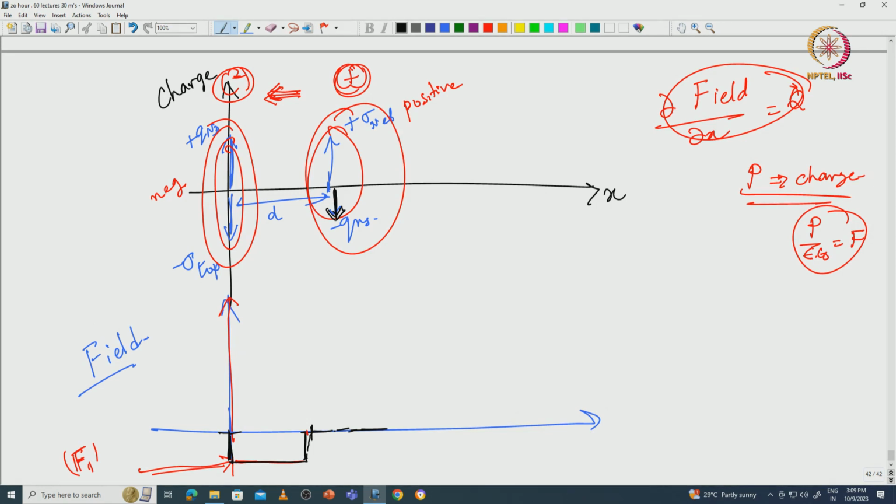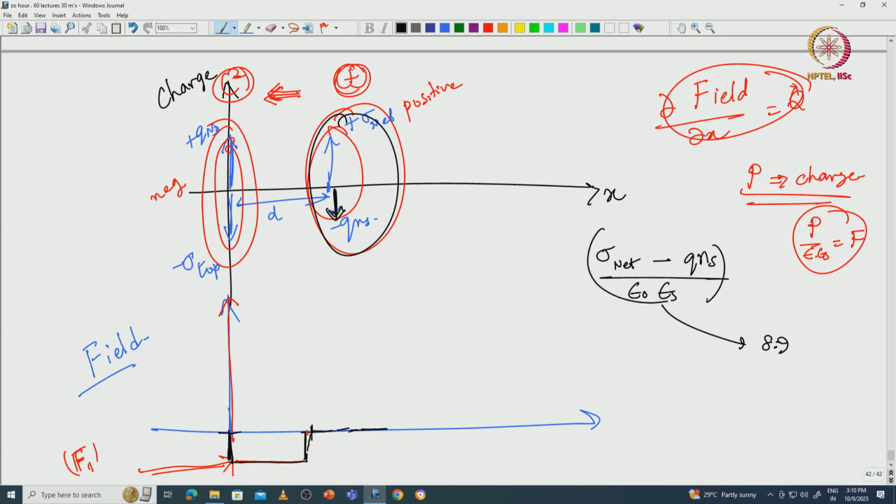In this case the charge is the net charge, which is equal to the other charge. So what I am trying to say is that sigma net minus q n s, divided by epsilon naught epsilon s, where epsilon s is 8.9. It is basically the gallium nitride dielectric constant, very close to the Elgin dielectric constant, so you can take it as 9 or 8.9. So this quantity is actually the field here, the field there is that quantity. So this F1 is this quantity, because the charge by epsilon, this is 2 dimensional.